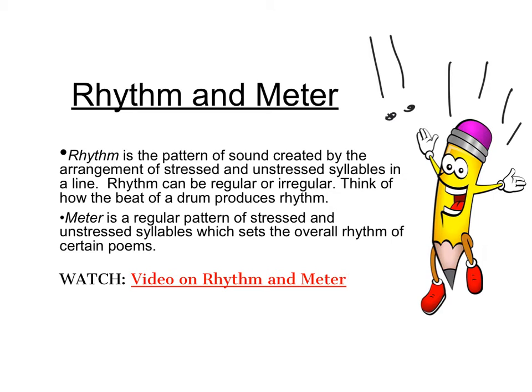Rhythm is a pattern of sound created by the arrangement of stressed and unstressed syllables in a line. Rhythm can be regular or irregular. Think of how the beat of a drum produces rhythm. Meter is a regular pattern of stressed and unstressed syllables which sets the overall rhythm of certain poems. To get a better understanding of how rhythm and meter work in poetry, please watch the video clip next.